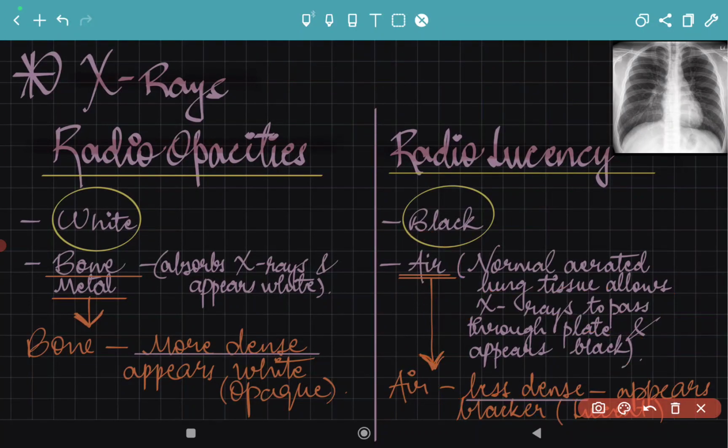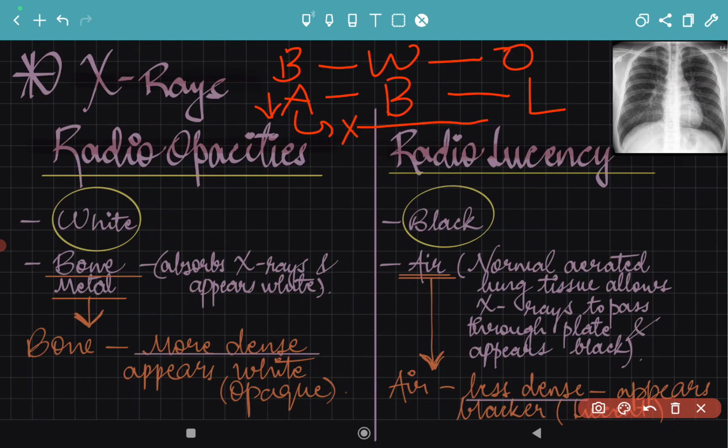So on normal X-ray, bone will appear white or opaque and air will appear black or darker or lucent, because air has less density, so it will allow the X-rays to pass through the plate and appear blacker. Bone has more density, it is more dense, so it will not allow the X-rays to pass, hence appear white or opaque.